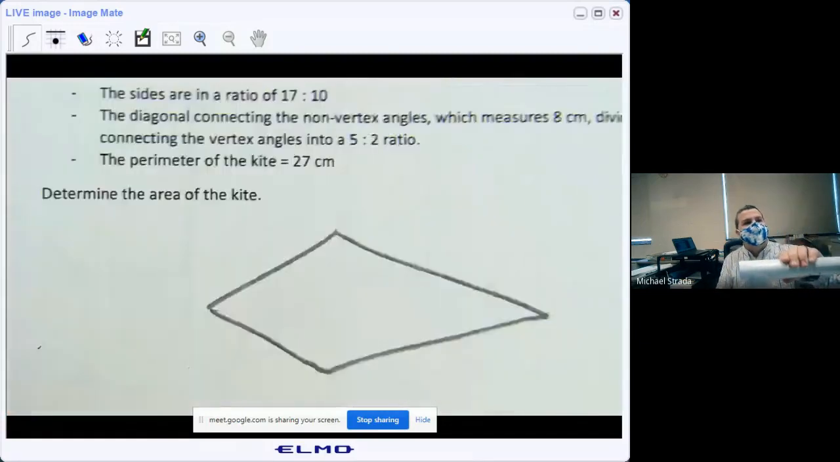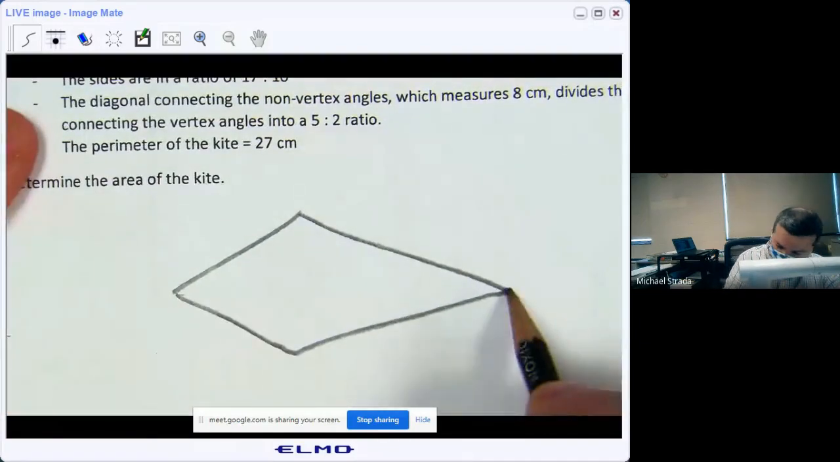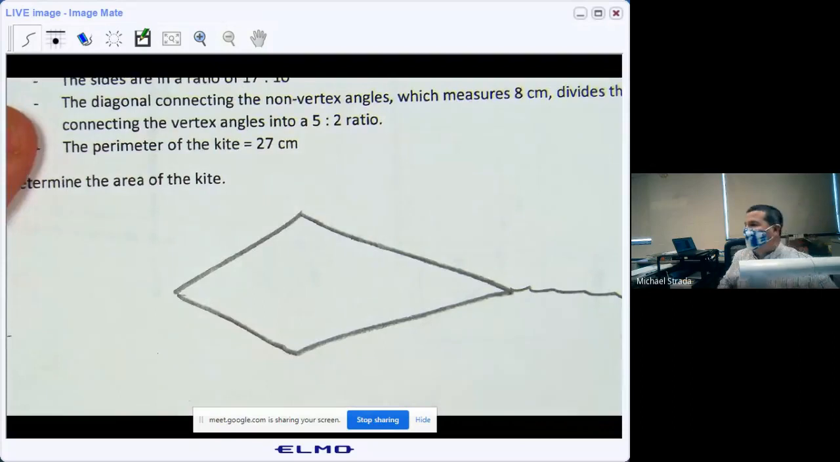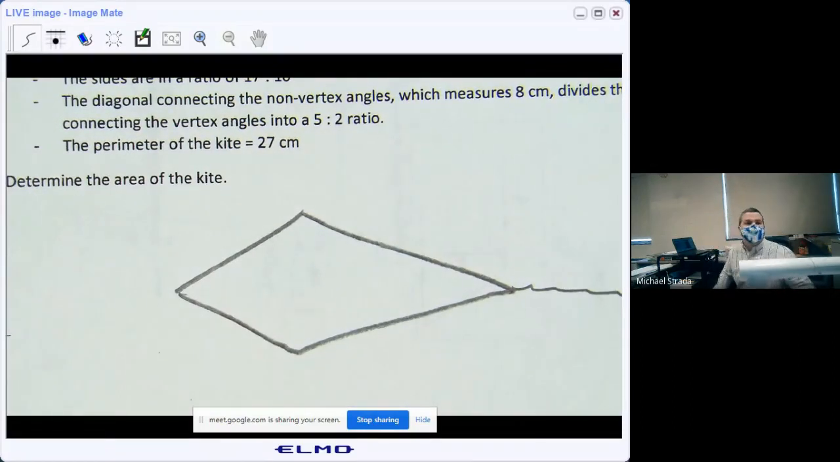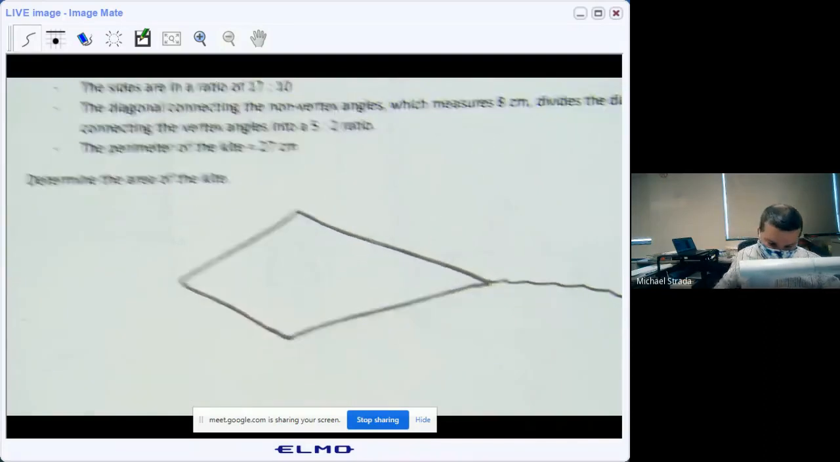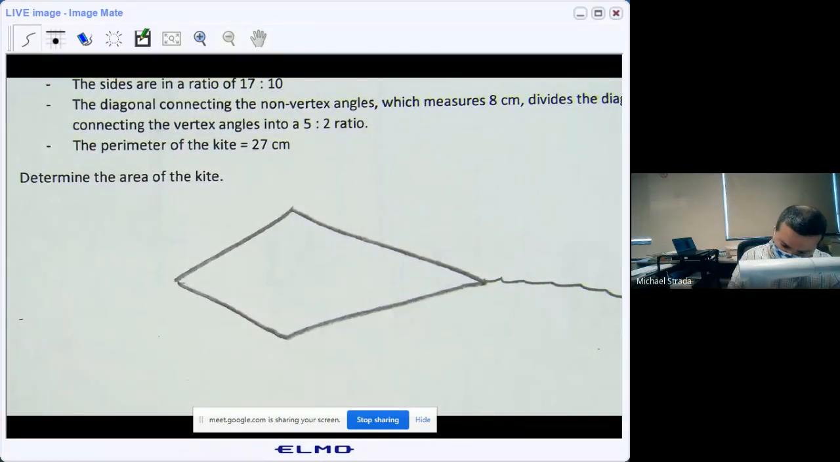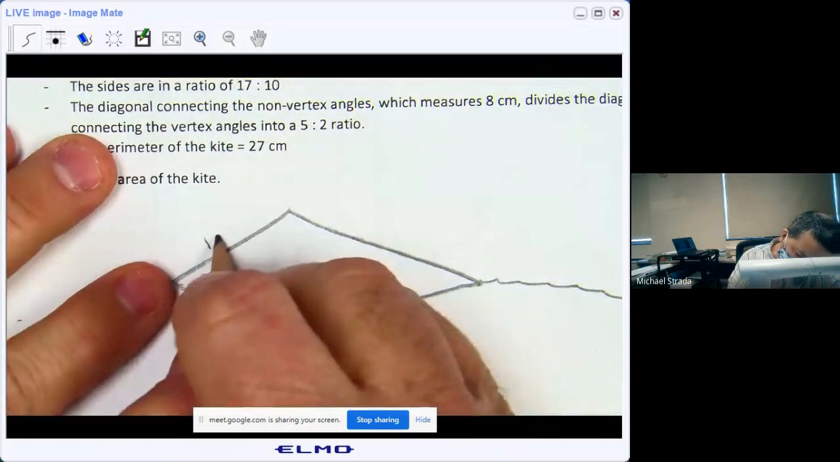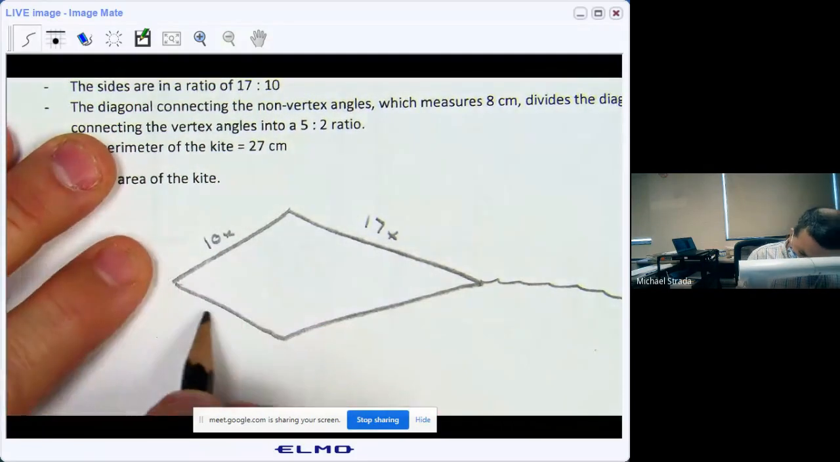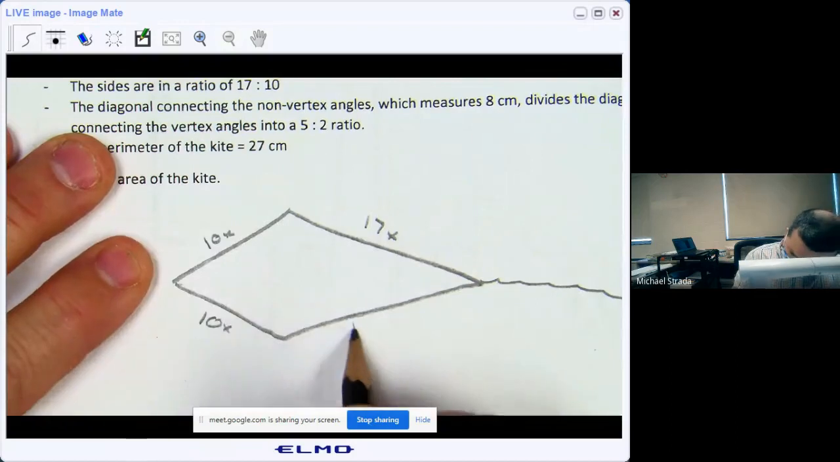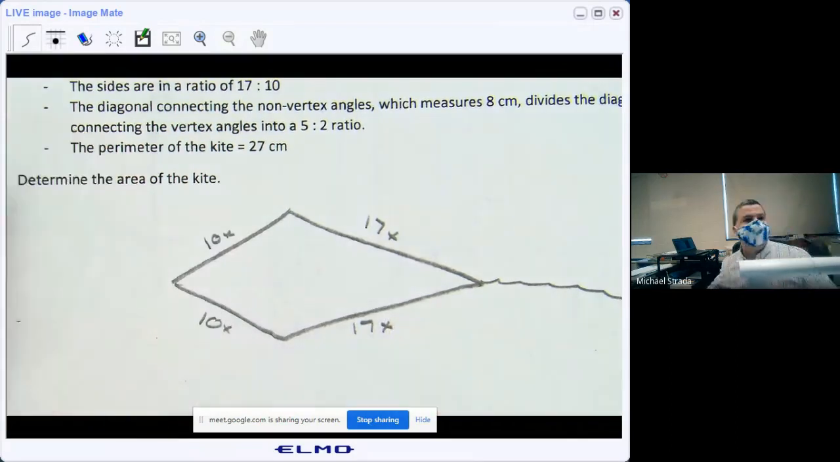Drawing a kite. You want to put a little string at the end, pretend it's flying up in the air. You go right ahead. Whatever helps you at the end of the day. All right, so the sides are in a ratio of 17 to 10. So hopefully by now, from all the work we've done with ratios this week, both in class and at home, you recognize that that's how we would represent it. 10x, 17x, 10x, and 17x. Everybody good with that idea?